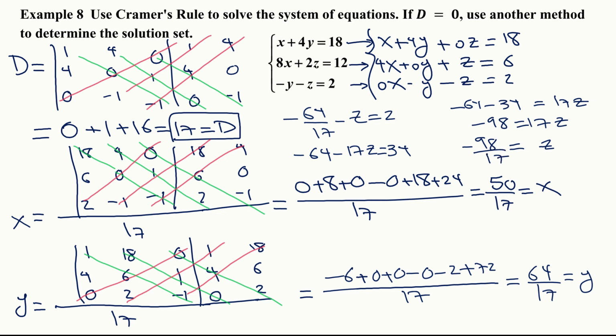All right, so I wanted to do this problem because I don't want you to panic if you see fractions. There's no difference. You treat them just like a problem with integers in it. So we get the solution set composed of the ordered pair x first, so 50 over 17, comma y, 64 over 17, and then finally z, which is negative 98 over 17.